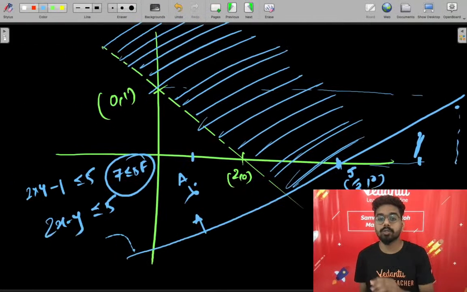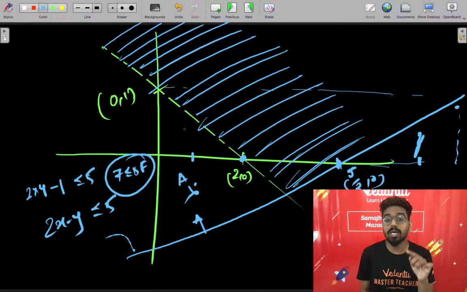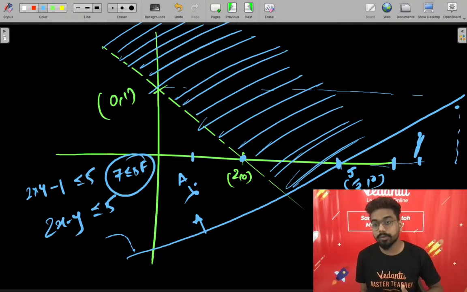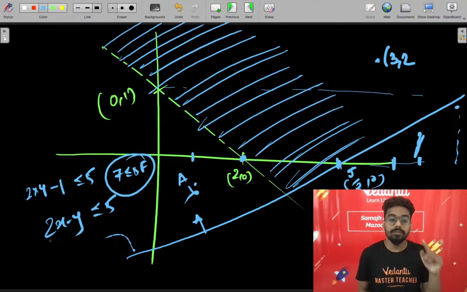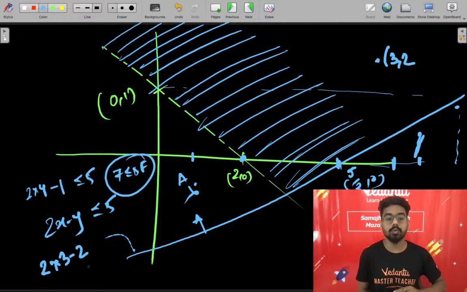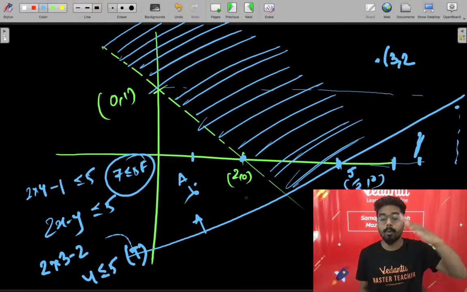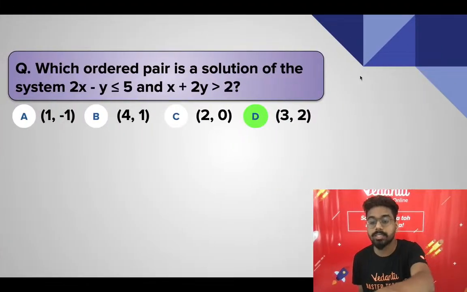Similarly 2,0, where is 2,0? This is the point. 2,0 is not possible. Why is it not possible? Because this is a dotted line, there is no equality, we cannot include this point. Now 3,2: x equal to 3 lies over here and y equal to 2 lies over here. To check, put 3,2 inside: 2 into 3 minus 2 is equal to 4, less than or equal to 5, which is true. 0,0 says true, 3,2 says true, means both the points are on the same side of the line, in this region. Yes or no? And this is how we should do this kind of question.